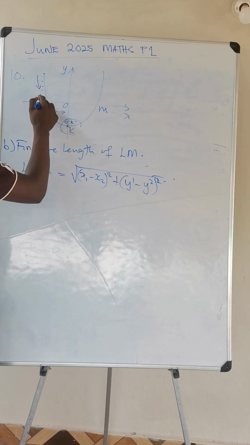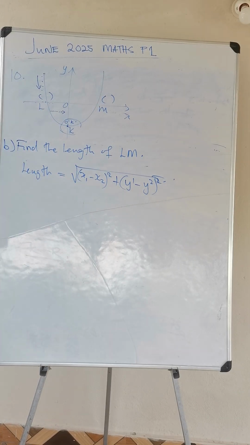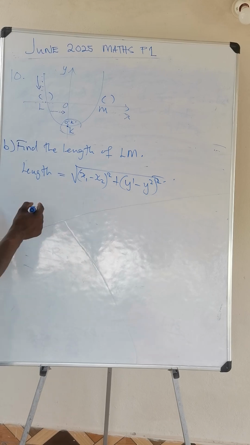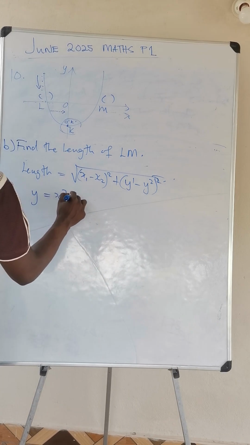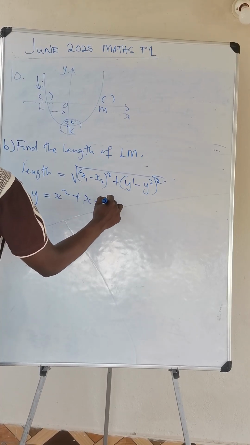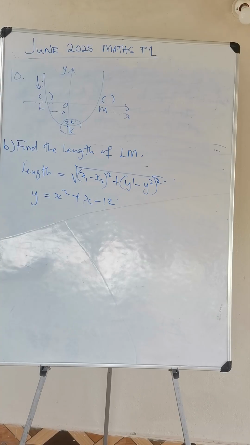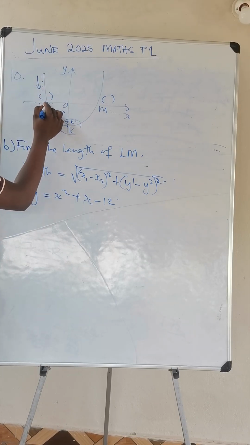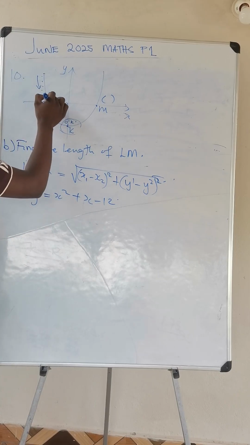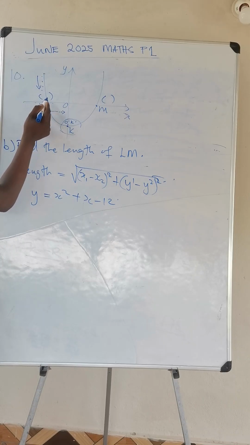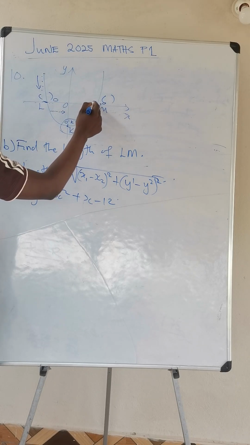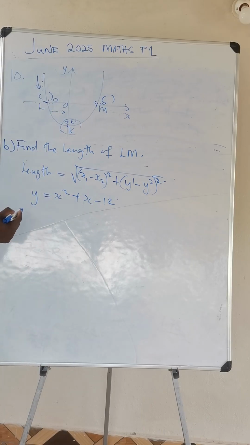So it means we have to find the coordinates here and the coordinates here. How do we find the coordinates? We just use that equation. Our equation is y is equal to x squared plus x minus 12. I already told you that at these points, y is equal to 0. So the y coordinate here is already 0 and here is already 0. Then we have to find the value of x. Therefore we substitute y with 0.